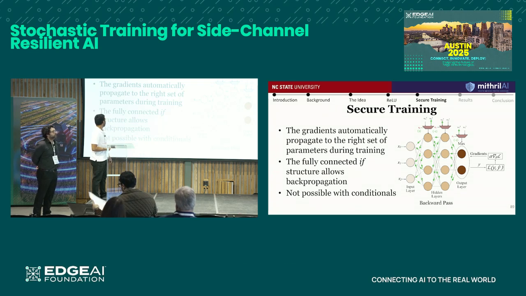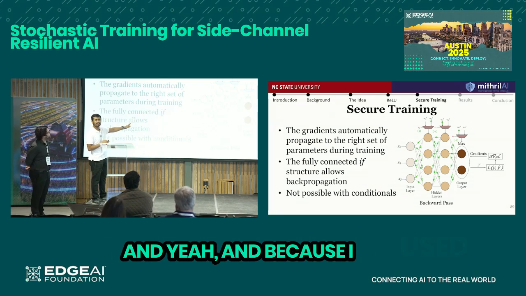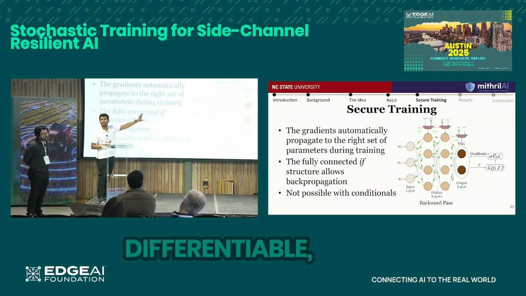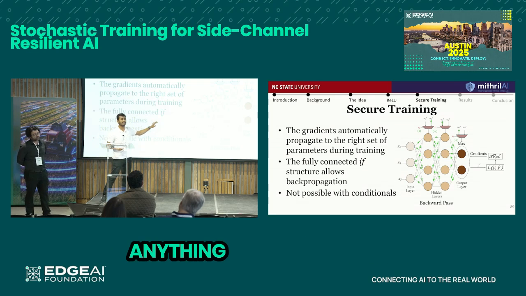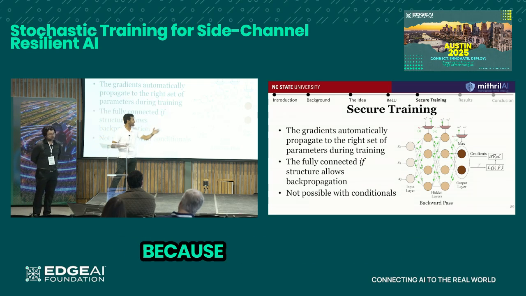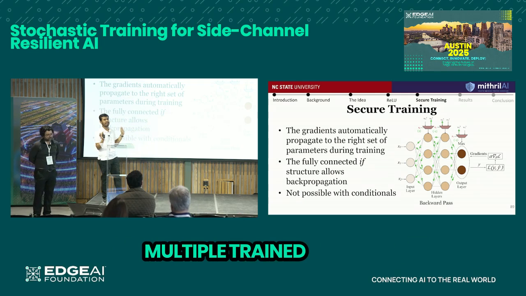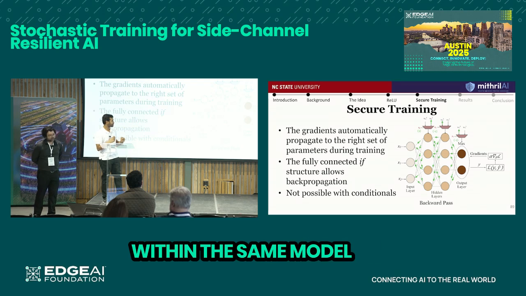Perfect. And because I used ReLU and not a weird if-else condition, this still remains differentiable, right? So I don't really have to do anything when I'm talking about backpropagation. Because I'm using ReLUs, I can propagate these gradients to any of these multiple trained models within the same model.